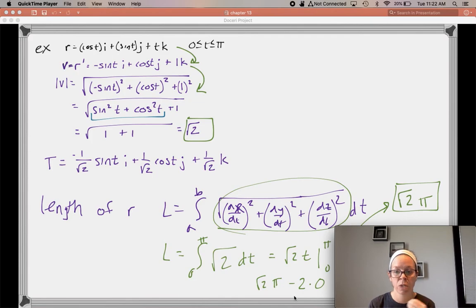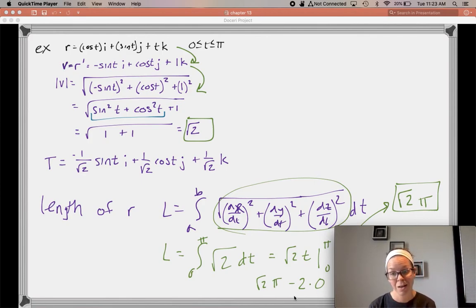So see, there's some redundancy here, that when we find that magnitude of v, then we're really finding the length within that formula, and so we can just do a little substitution there, and it's a good time saver. Okay, so that's it.